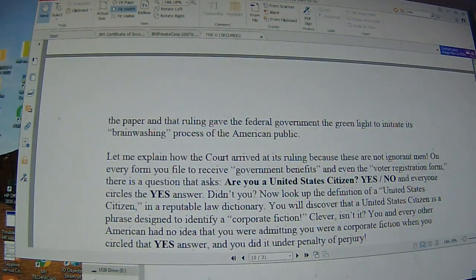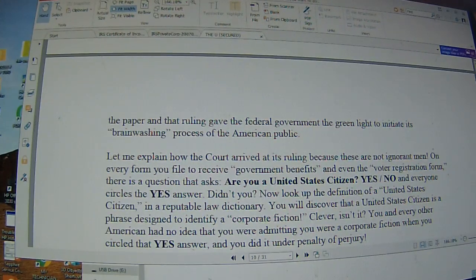The paper and that ruling gave it. Okay, let me explain how the court arrived at this ruling, because these are not ignorant men. On every form you file to receive government benefits, and even the voter registration form, there's a question that asks, are you a United States citizen, yes or no? And everyone answers yes, didn't you? Now, look up the definition of a United States citizen. In a reputable law dictionary, you will discover that the phrase United States citizen is needed to identify a corporate fiction. Clever, isn't it? Okay, we all know that.